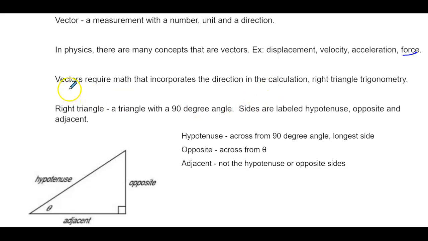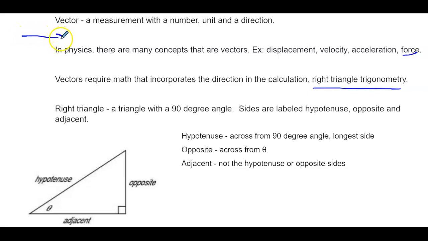Vectors require math that incorporates direction in the calculation, and that's right triangle trigonometry. We just went through that review. We already talked about the hypotenuse, the opposite, and the adjacent. A vector, in pictures, is represented by an arrow.